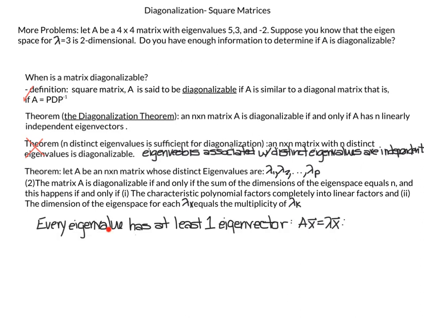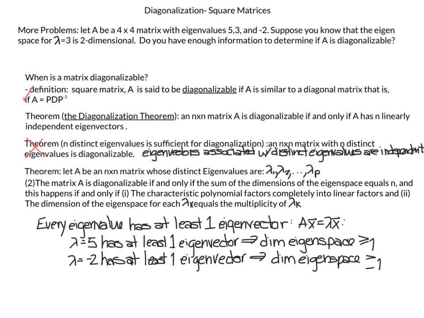First, we know every eigenvalue has at least one associated eigenvector. Otherwise, in this equation, the eigenvector equation, you have to have an x to go with your lambda. And this will imply that lambda equals 5 has at least one eigenvector associated with it, so the dimension of the eigenspace has to be greater than or equal to 1.